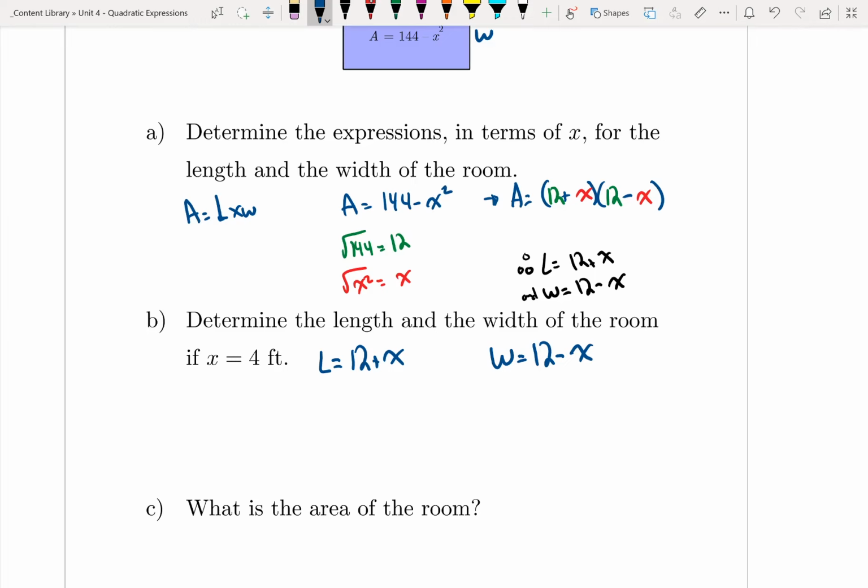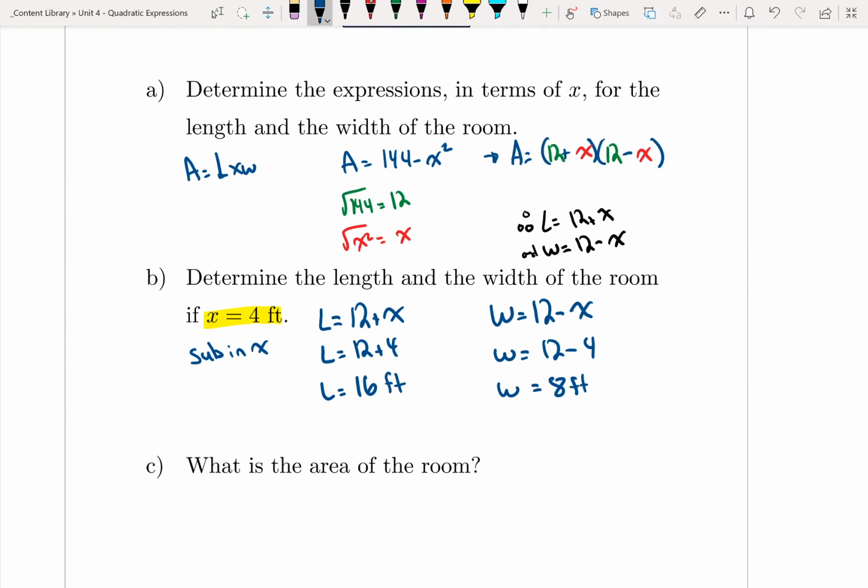Again, you could switch those around depending on how you wanted. But now we're basically saying that x equals 4 feet. So let's plug in x as 4 and find out what our actual lengths are. So L equals 12 plus 4, L equals 16 feet, and width equals 12 minus 4, so width equals 8 feet. So that means that's our length and our width.